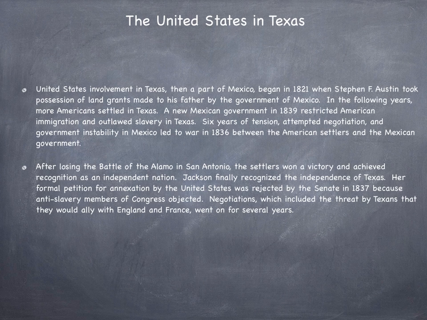Six years of tension, attempted negotiation, and government instability in Mexico led to war in 1836 between the American settlers and the Mexican government. After losing the Battle of the Alamo in San Antonio, Texas, the settlers won a victory and achieved recognition as an independent nation. Jackson finally recognized the independence of Texas. Its formal petition for annexation by the United States was rejected by the Senate in 1837 because anti-slavery members of Congress objected. Negotiations, which included the threat by Texans that they would ally with England and France, went on for several years.